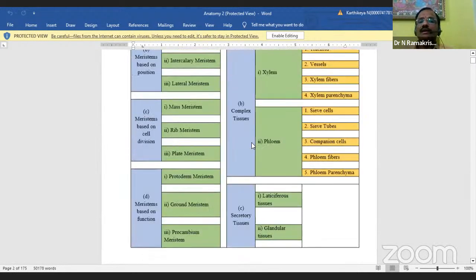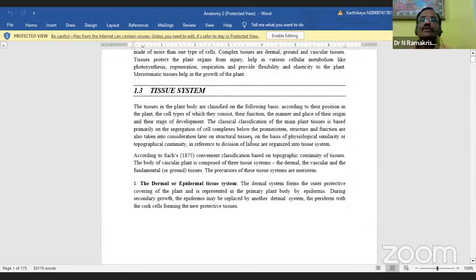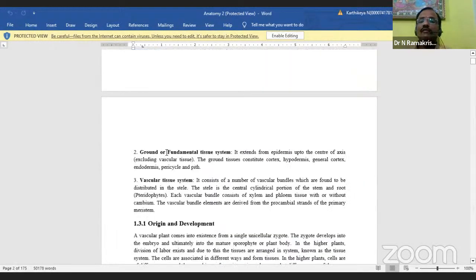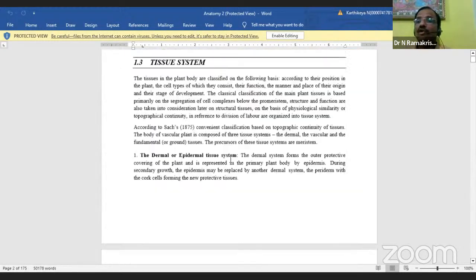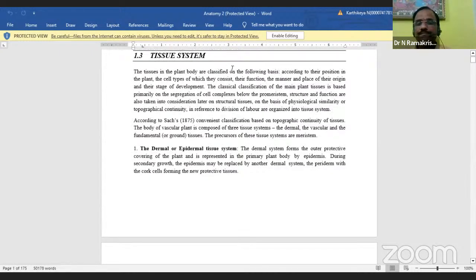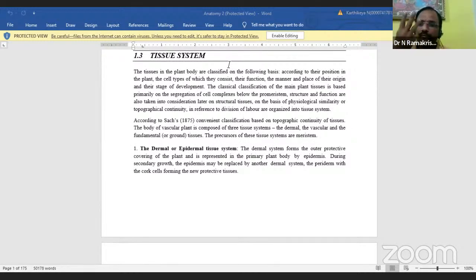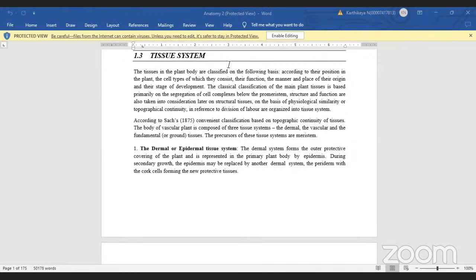So we call that tissue systems. Generally, tissue systems are of three types. One is epidermal tissue system. Second is fundamental tissue system. And third is vascular tissue system. Understand? How many types of tissue systems are there? Three types. The first one is epidermal tissue system.